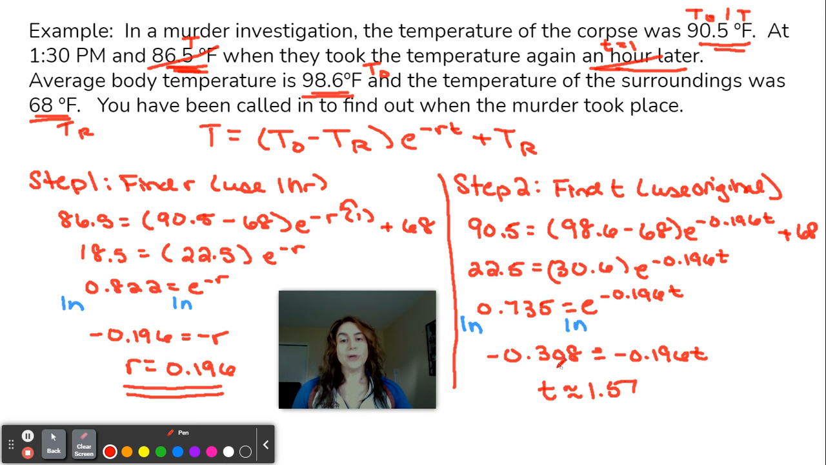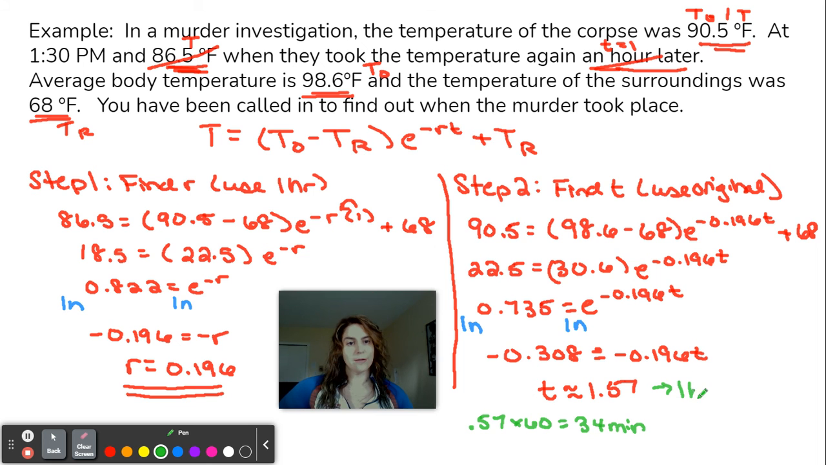Okay, so we need to find time of death. 1.57 is 1 hour, 0.57. It's not 1 hour and 57 minutes. So in order to find what time that actually correlates to, you're going to take 0.57 and times it by 60 minutes. So 0.57 of 60 minutes is about 34 minutes. Okay. You know 0.5 is about half, so it makes sense for it to be over 30 minutes. So 0.57 times 60 gets us 34.